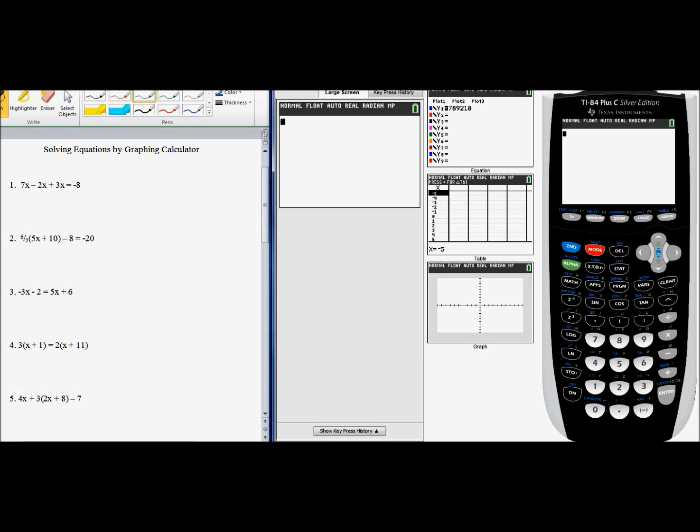We have 6 examples that we're going to do. We'll do 3 together, and you'll try 3 on your own. So let's go ahead and get started.